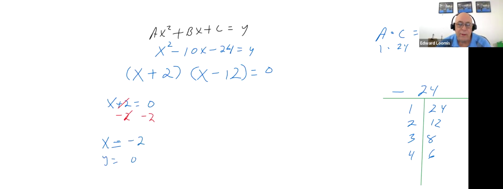I'm going to do the same thing to the other one. X minus 12 is 0. In this case, I'm going to add 12 to both sides. So x is 12 when my y is 0.